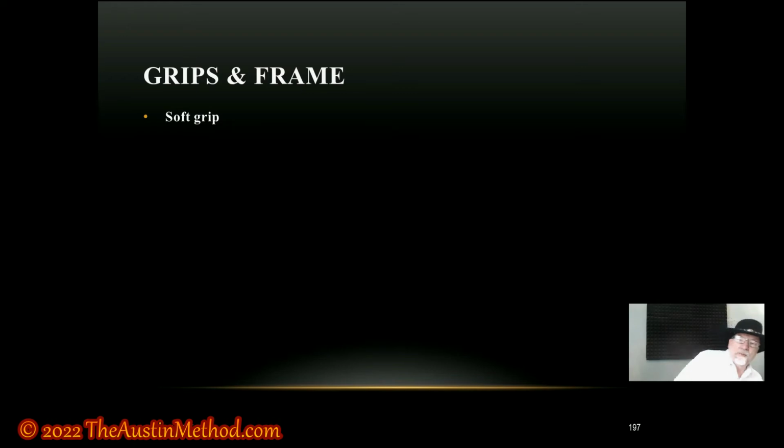Grips and frame. Your grip should always, always, always be soft. It is not a matter of trying to prove how strong or macho you are. It's a matter of making contact and communicating.